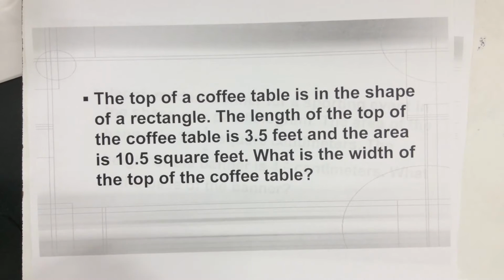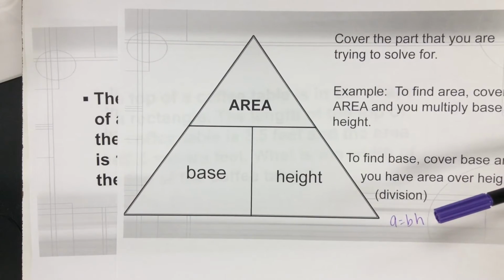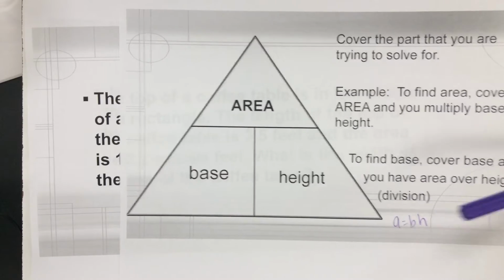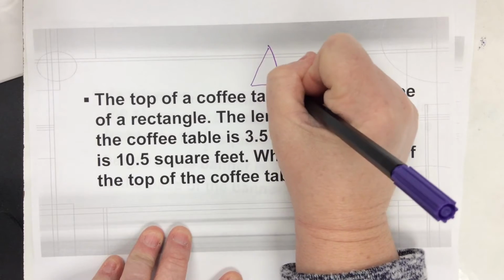Okay? The top of a coffee table is in the shape of a rectangle. The length of the top is 3.5 feet and the area is 10.5 square feet. What is the width? So we have length and width. We also refer to those as base and height when working with area and rectangles here. So I want to write down my triangle here.